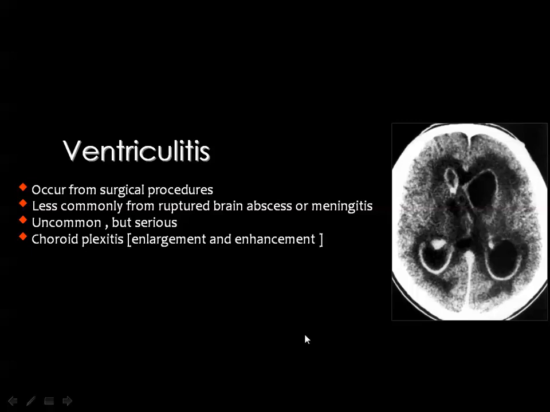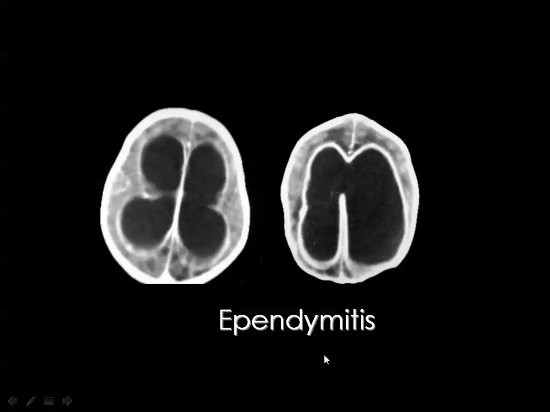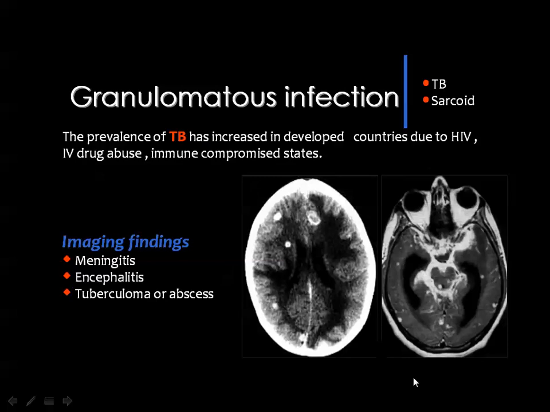Inflammation of the choroid plexus inside the ventricle may result in abnormal enlargement and enhancement. And this is a case of ventriculitis, as you can see, thickening and enhancement of the ventricular walls. Then we come to the granulomatous infections, and here we want to discuss TB and sarcoid.